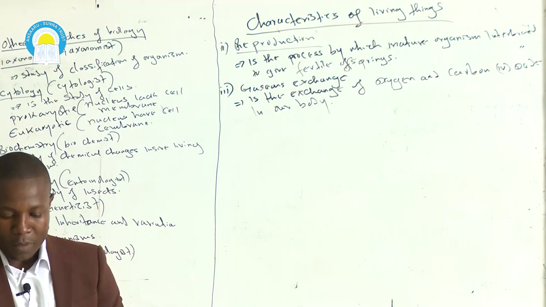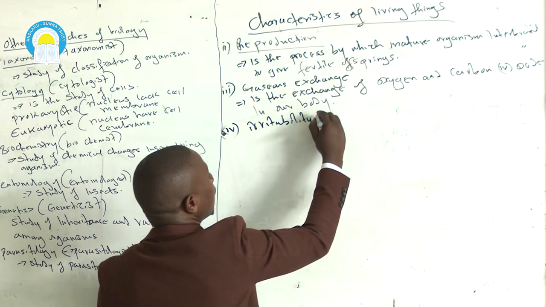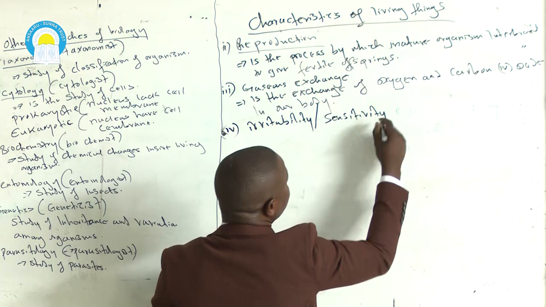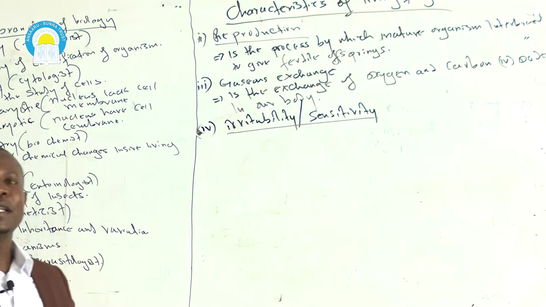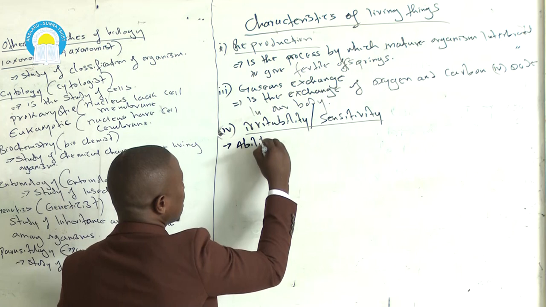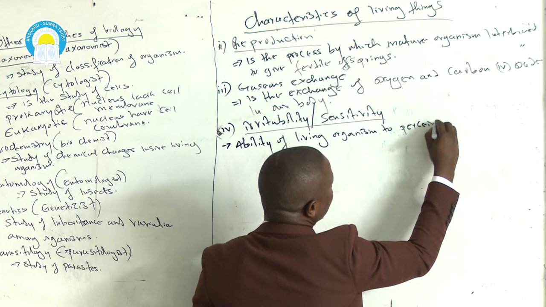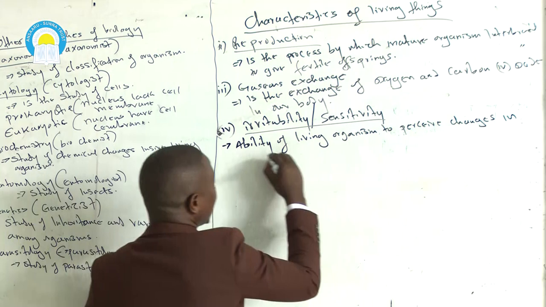Then number four, we have irritability. Irritability is also called sensitivity. And this is the ability of living organisms to perceive changes in the surrounding environment.